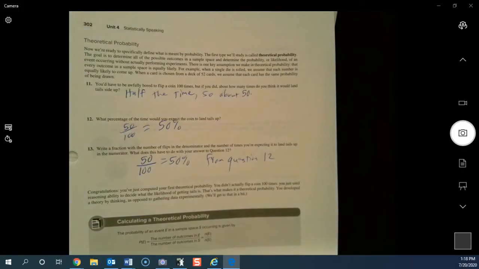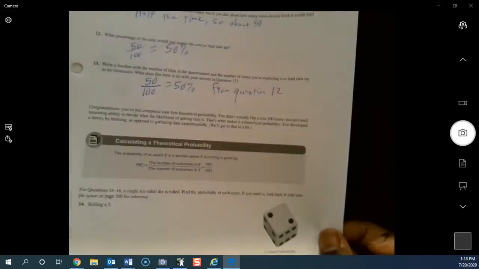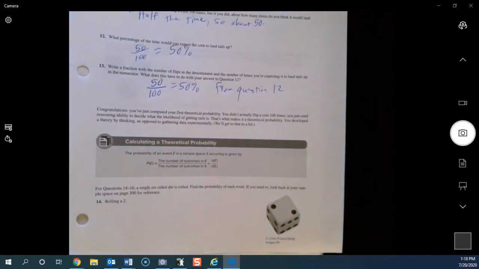Okay, now we have down here where it says calculating theoretical probability, but let's read what it says above it. It says, congratulations, you just computed your first theoretical probability, you didn't actually flip a coin 100 times. You just used reasoning ability to decide what the likelihood of getting tails is. That's what makes it a theoretical probability. You developed a theory by thinking as opposed to gathering data experimentally. We'll get to that in a bit.